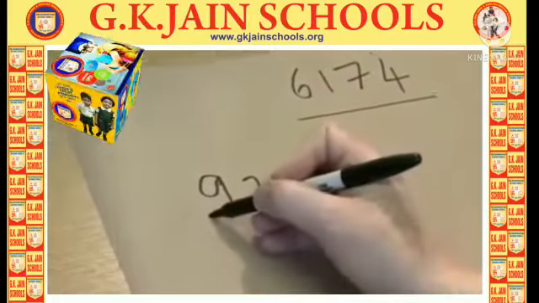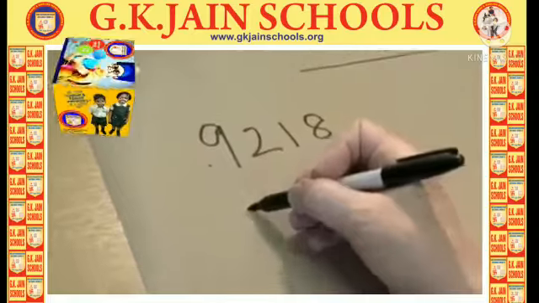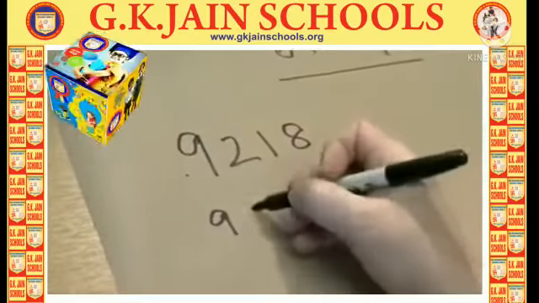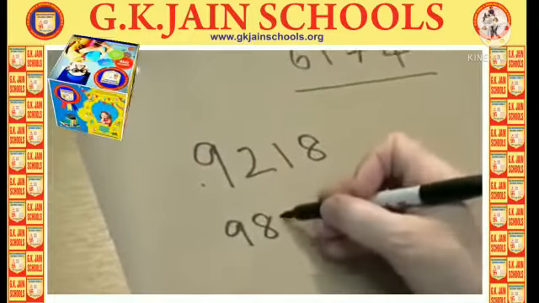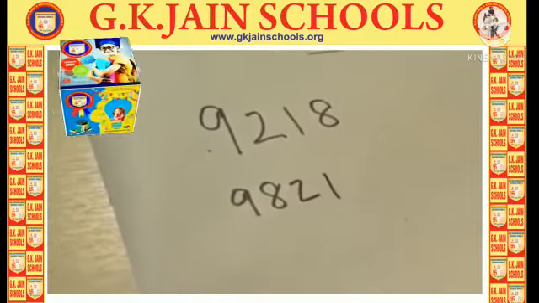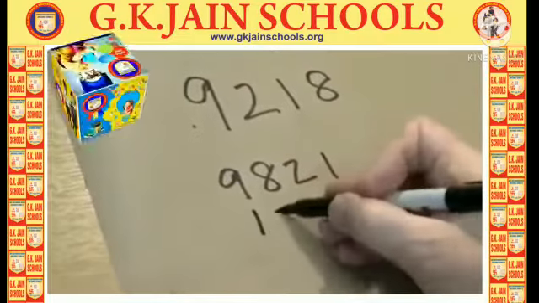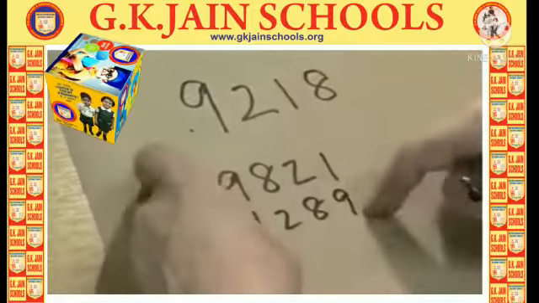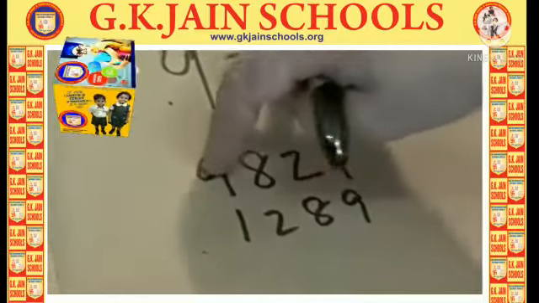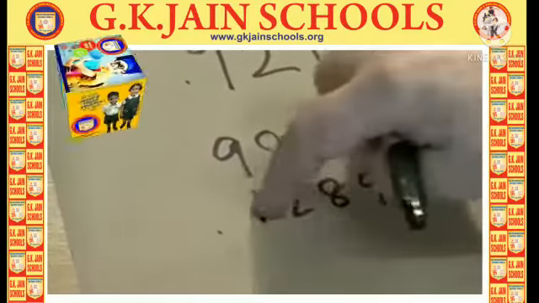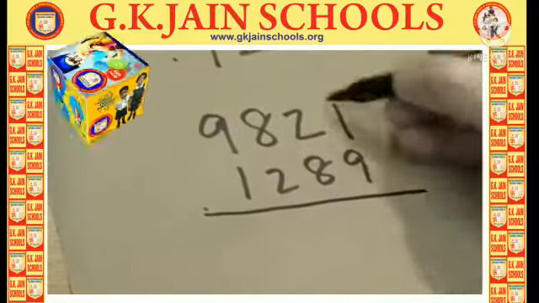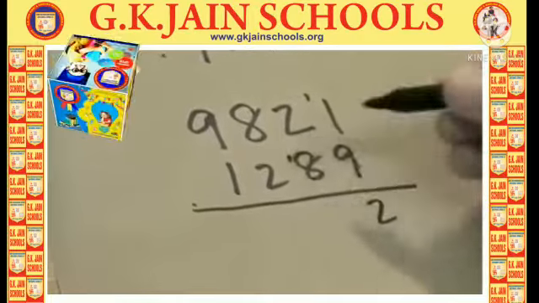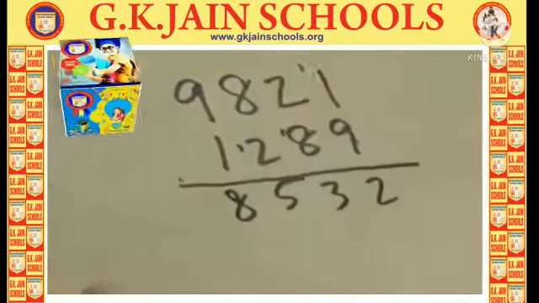Now the first thing you do with this is to put it in order, the largest number first, then the next largest, then the next largest, and then the smallest, and then the other way around, 1289. I've rearranged these digits highest to lowest, lowest to highest. And then what you do is take this away from that, and when you do that you get 2, and then you carry 1 9 into 2, and I get 8532.